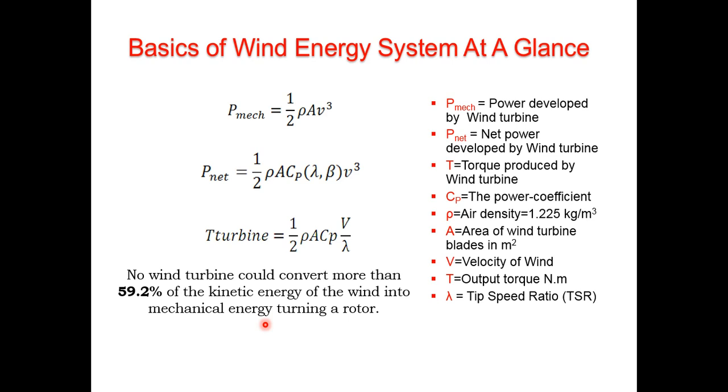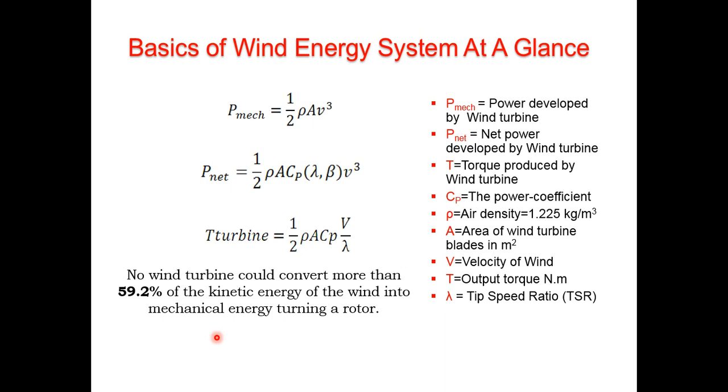It says that no wind turbine can convert more than 59.2% of the kinetic energy into the mechanical energy turning a rotor. It means that if you have 100% energy in the wind passage and we are considering lossless blades, then the losses are around 40.8%. In this consideration, we are assuming that the turbine is lossless. A lossless system does not exist in the world, so again there is a reduction in this percentage efficiency. It is also known as the power coefficient of the turbine.